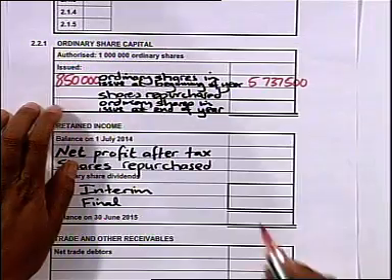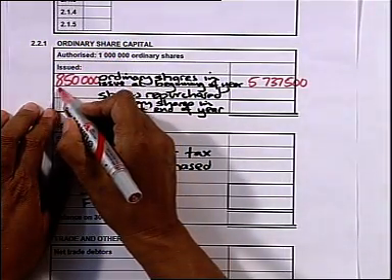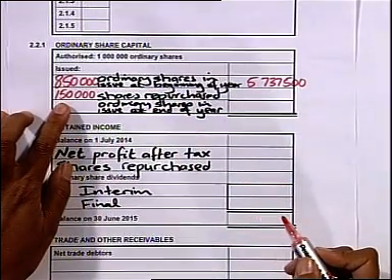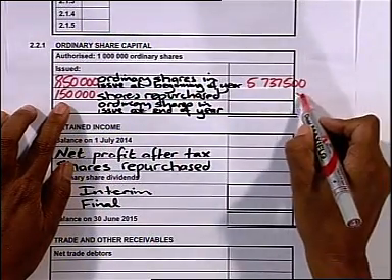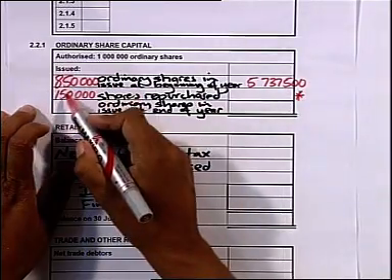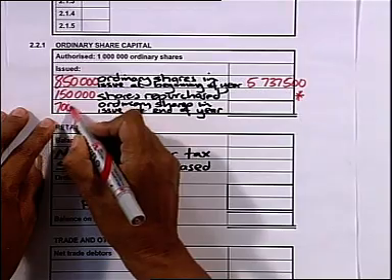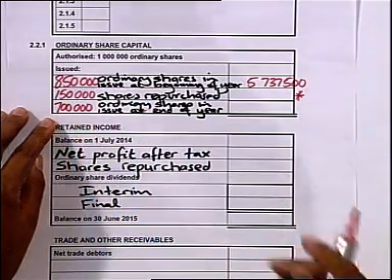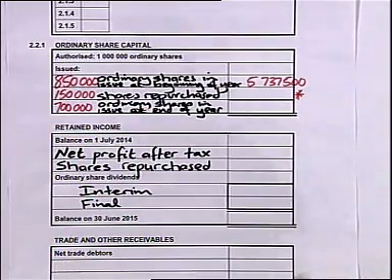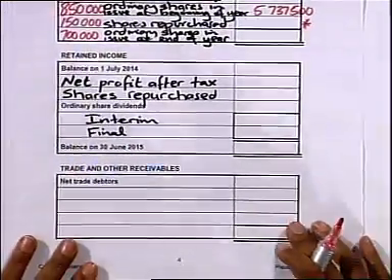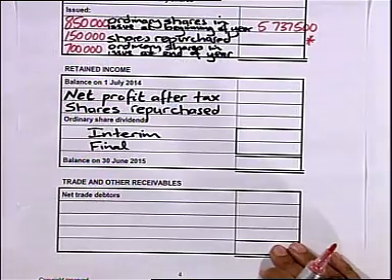Then they said we repurchased 150,000 ordinary shares, and we're going to have to put a value there. So after that, how many shares are we going to have left? We're only going to have 700,000 ordinary shares left. So let's go back to my question. Okay, sorry. Before we do that, let's complete this note as well.